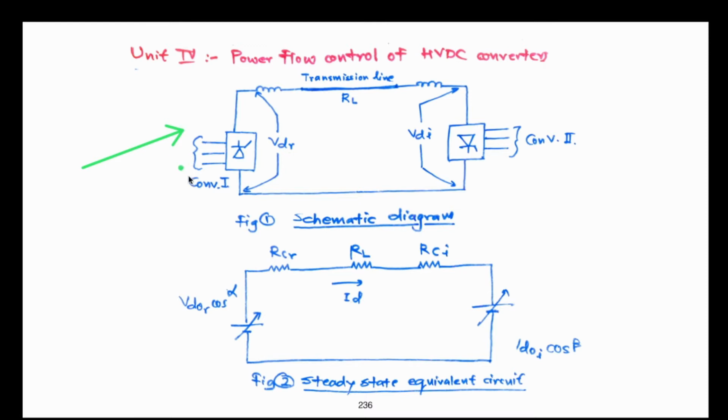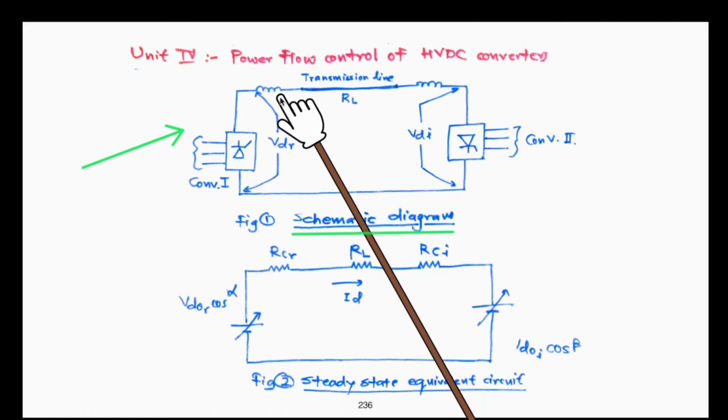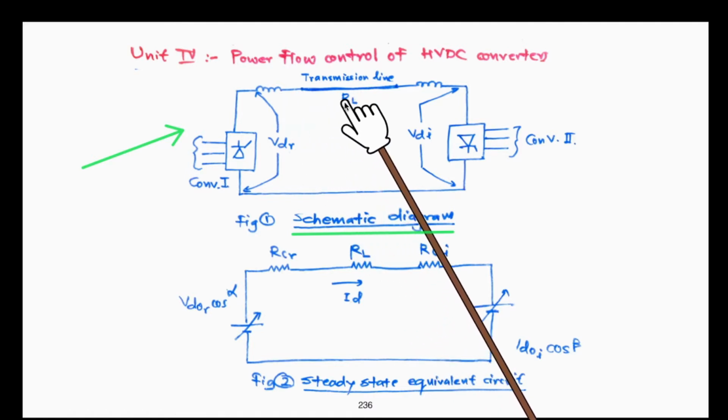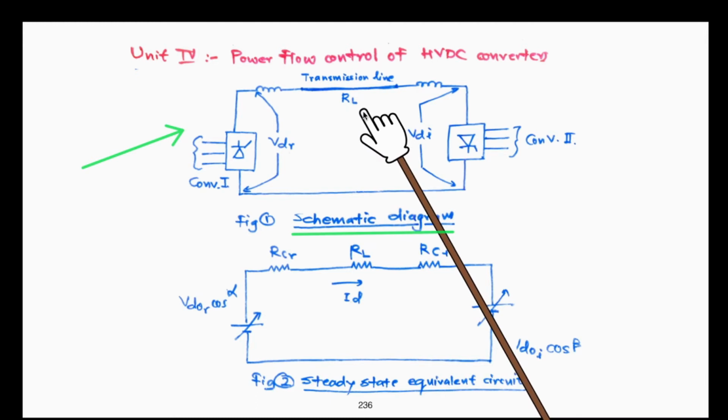Okay, so this is the schematic diagram, and it consists of converter 1 supplied from some AC network 1, right? Converter 1, and its output voltage is represented as VDR, assuming that converter 1 is acting as a rectifier. Okay, that is the suffix VDR. Then the smoothing inductance, transmission line having resistance RL.